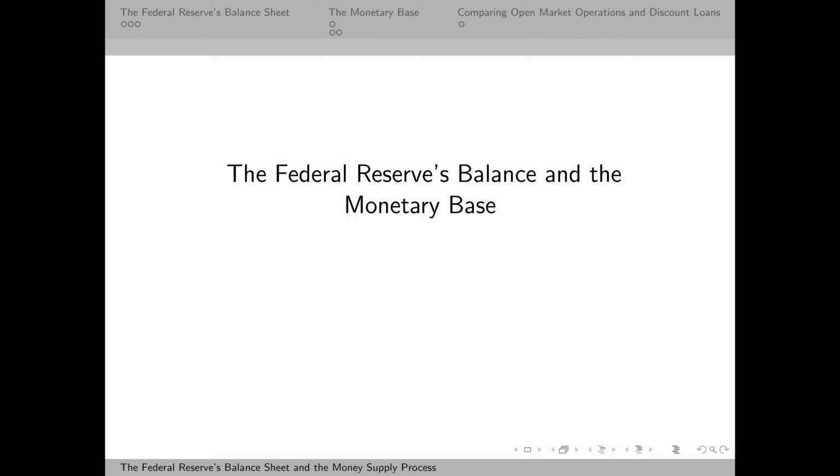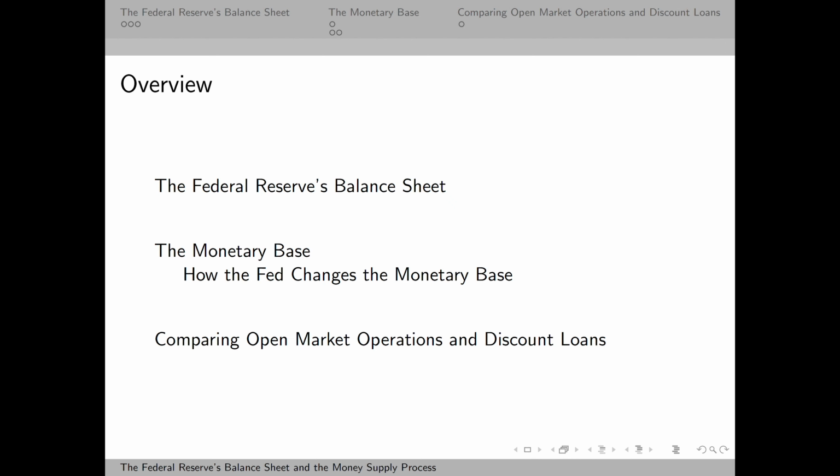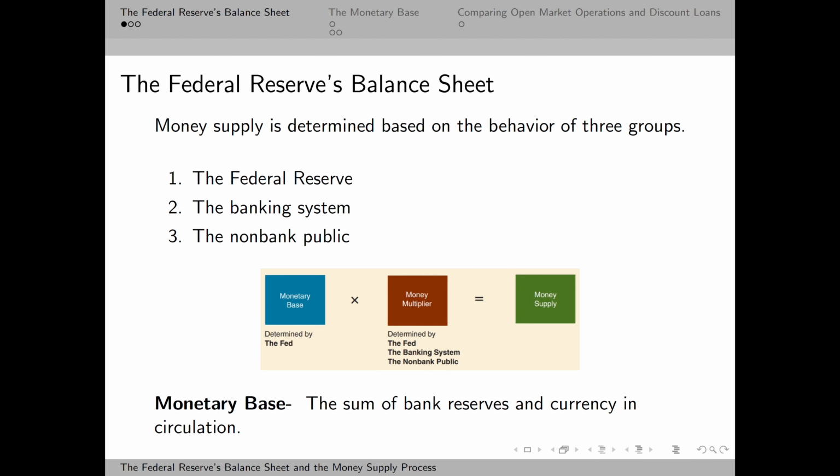And in this video, we're going to just go over what the balance sheet is for the Federal Reserve and then talk about the monetary base. And so we need to kind of pick apart our understanding of what money supply is. So for many of you, you must just think that the money supply is just the amount of currency that's available to the public, when that's actually only partially true.